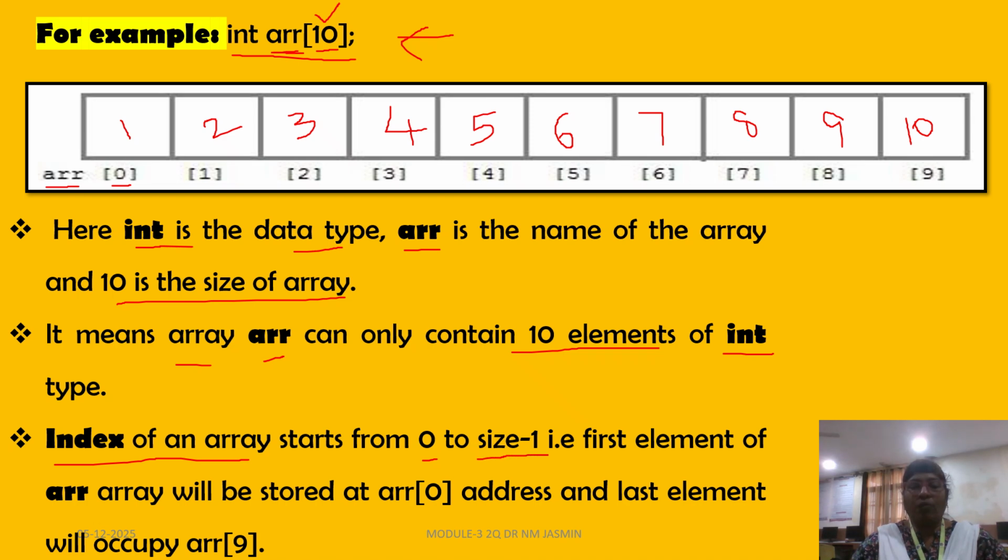Got it? So the first element of the array will be at address ar[0], and the last one will be occupied at ar[9]. Got it? So here you can simply say that is ar[9]. Okay, so the figure you can explain like this.